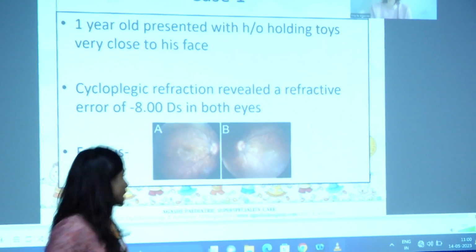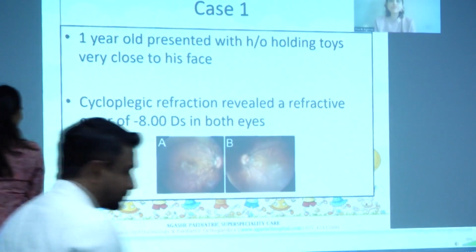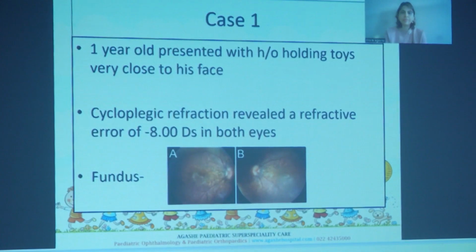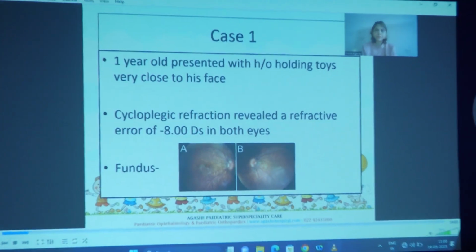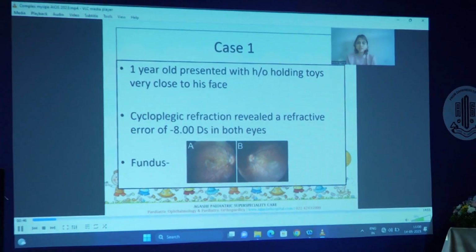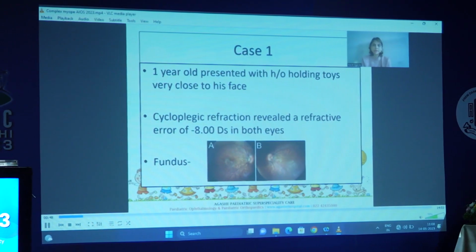So my topic for today is the complex myopia. It includes cases like a child who holds toys very close to his face. The cycloplegic refraction revealed a refractive error of -8 in both the eyes, and the fundus picture is as shown, like a myopic tessellated fundus.